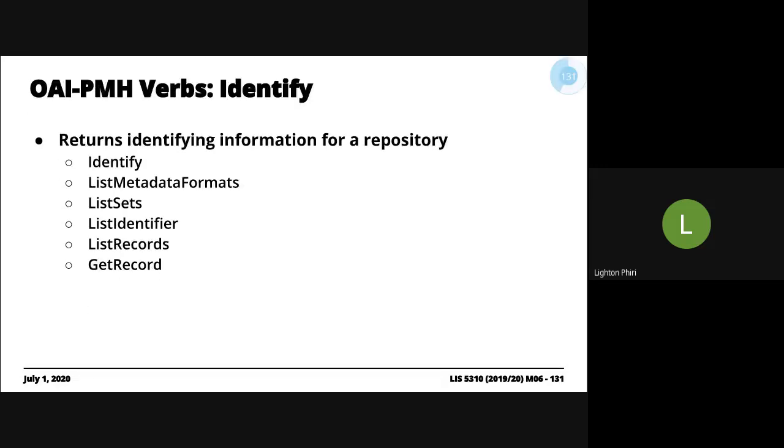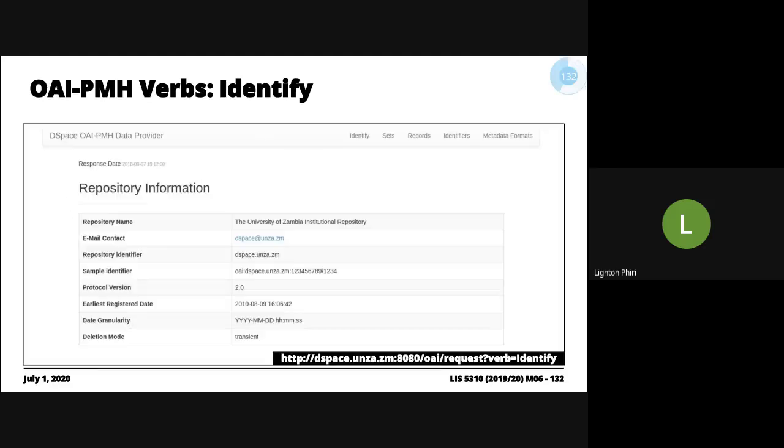I'm just going to walk through these and I'll use examples here. So the identify verb essentially returns information about the remote repository. If we were to run the identify verb against the UNSA DSpace repository, we would get back information about the UNSA repository, contact information, the base URL for the repository, all the good stuff. So this is the sort of interface that you get back.